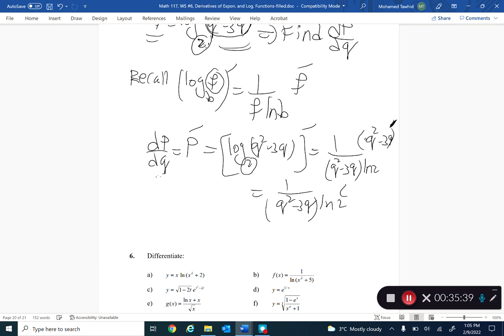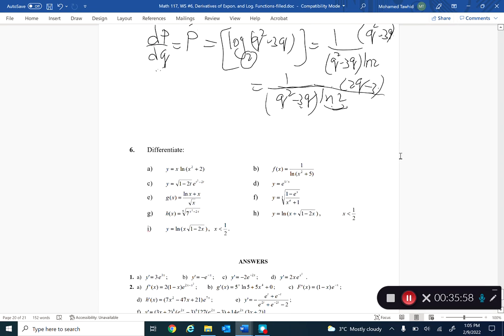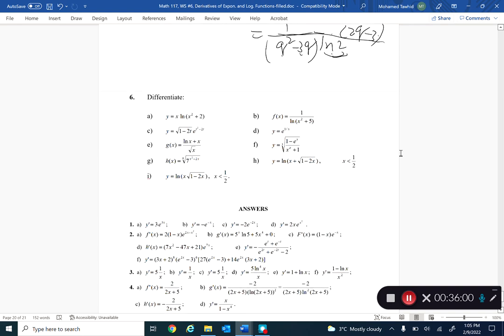The derivative of q squared is 2q. What is the derivative of minus 3q? It's only minus 3. Just leave it like this: 2q minus 3, the whole thing divided by (q squared minus 3q) multiplied by ln 2. That is the one you should really leave like this, okay?